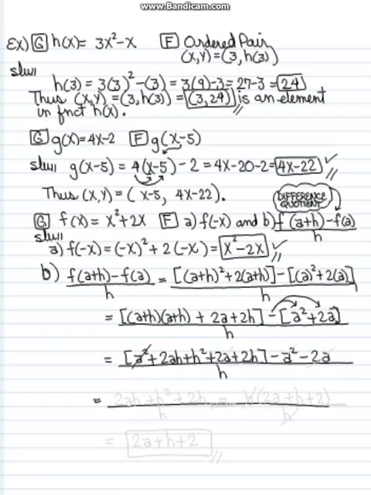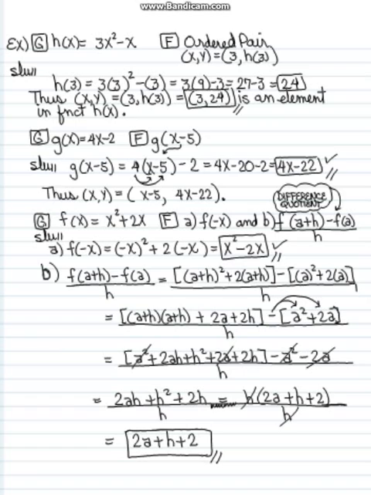Okay, cleaning up, we see we have a cancellation of the a squareds, a cancellation of the 2a's, and that leaves 2ah plus h squared plus 2h, and that's over h, and it's equal to, we can factor out a common factor of h, it leaves parenthesis 2a plus h plus 2 over h, and then we can cancel a common factor of h on the top and bottom, and our final answer is 2a plus h plus 2. So we did a lot of cleaning up when we applied the algebra.